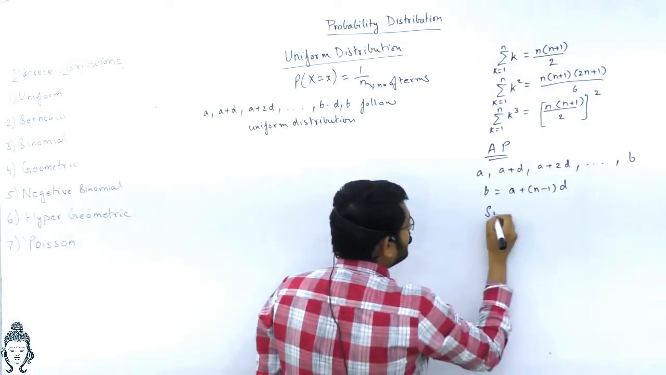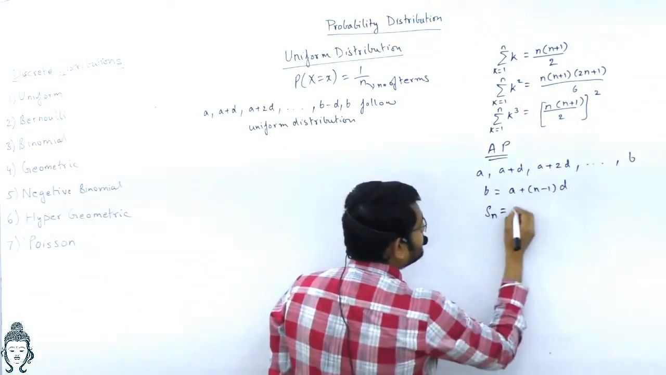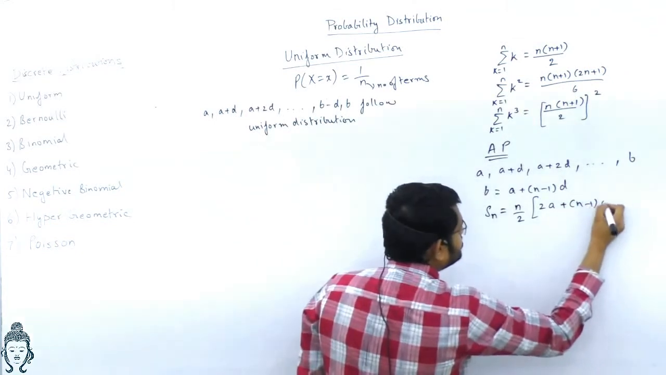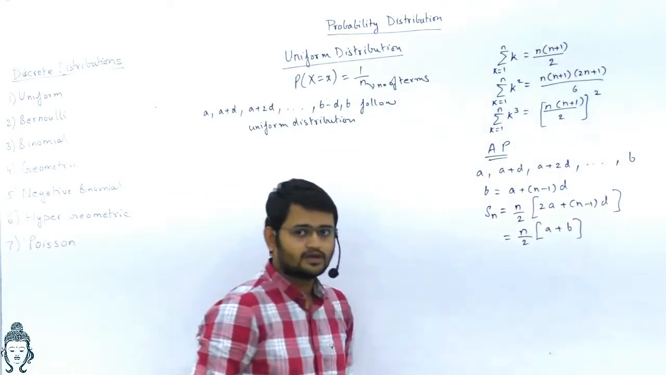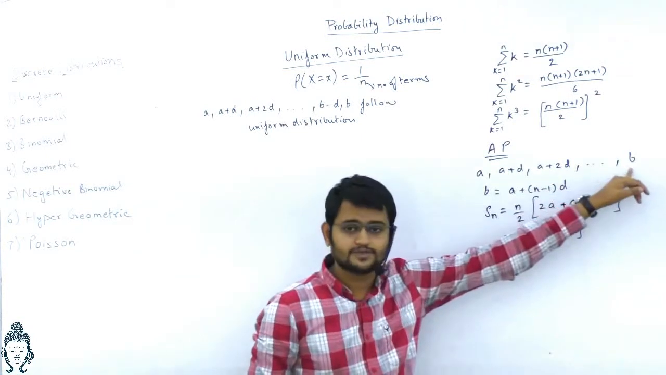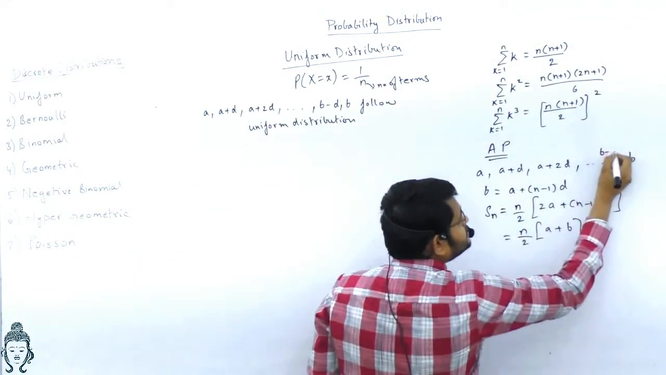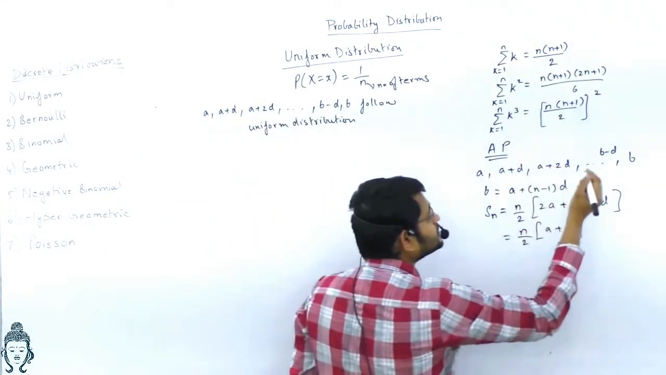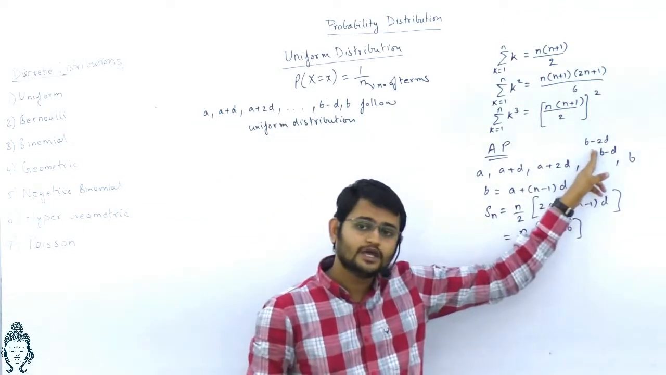Now the sum of the first n terms, or I'll just write it as Sn, of an arithmetic progression is going to be n by 2 times (2a plus (n minus 1)d), which is also n by 2 times (a plus b). Now just bear with me and look at these terms. The first term is a, the last term is b. The addition of the first and the last term is a plus b. The second term is a plus d, and the second last term is b minus d. The addition of the second and the second last term is also a plus b. The third term is a plus 2d, and the third last term is going to be b minus 2d. So again, the addition of the third and the third last term is also a plus b.